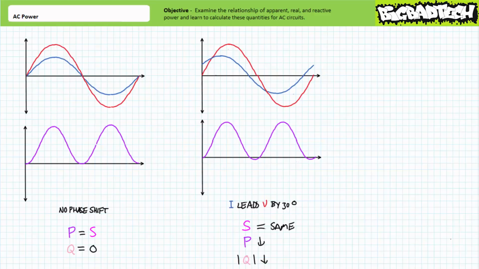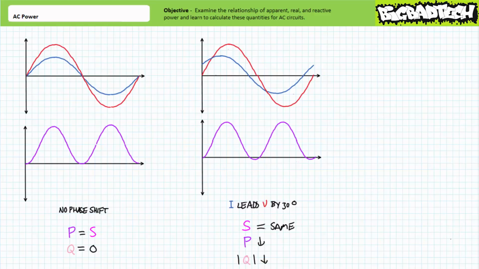I'll explain the reasons behind this designation in a moment, but capacitive occasions in which current leads voltage are historically designated as having negative reactive power. It's for this reason I'm using the absolute value operation for the reactive power.